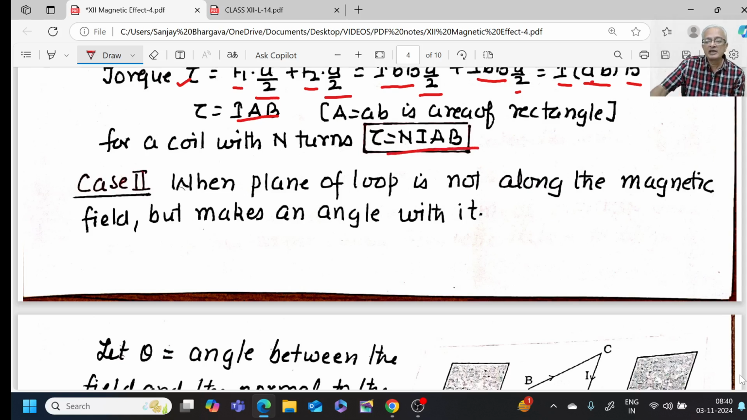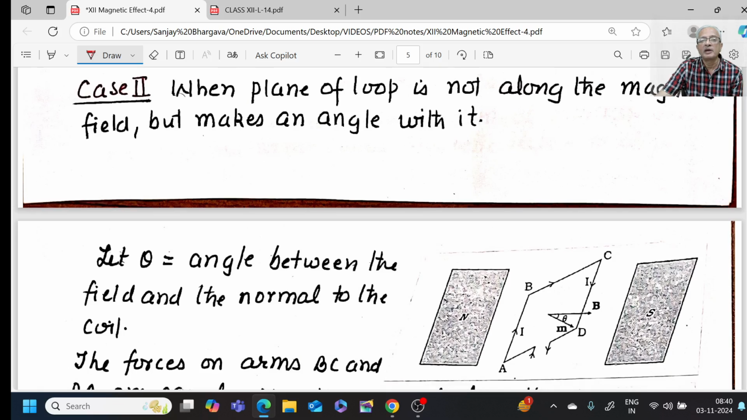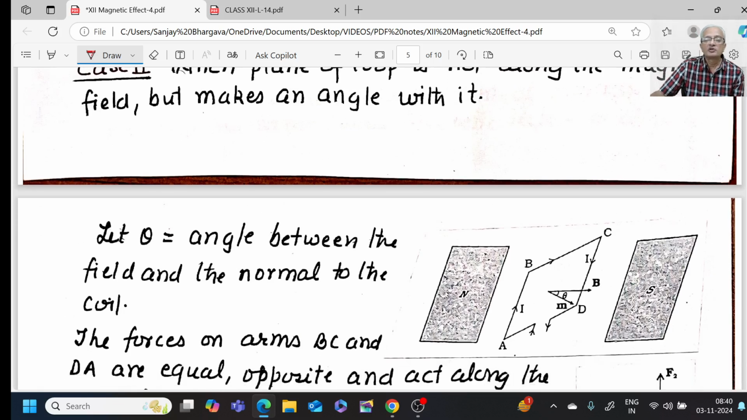Now let us pick up case 2, when the plane of the loop is not along the magnetic field but makes an angle theta with it. So the coil is placed like this, the same coil ABCD. This represents the direction of the magnetic field. This would represent the direction of the normal, so OD represents the normal. And what is theta? Theta represents the angle between the direction of the magnetic field and the direction of the normal to the plane of the coil. So here we define theta, the angle between the field and the normal to the coil.